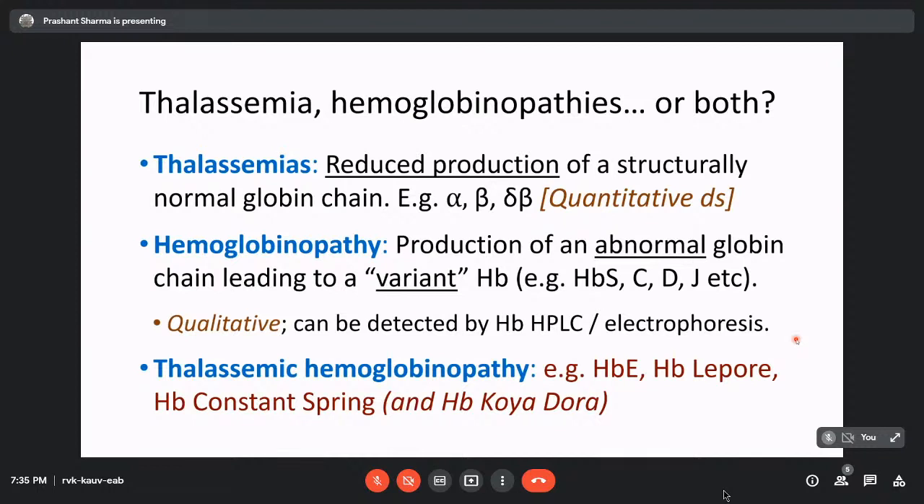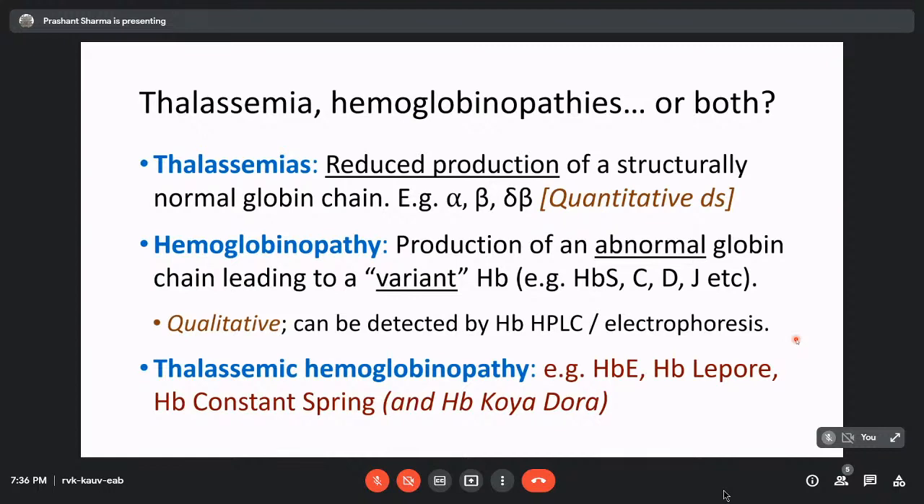And there's an Indian variant called hemoglobin Koya Dora. All of these disorders in the last point are characterized by reduced production as well as the production of a variant hemoglobin. So they are hybrids.